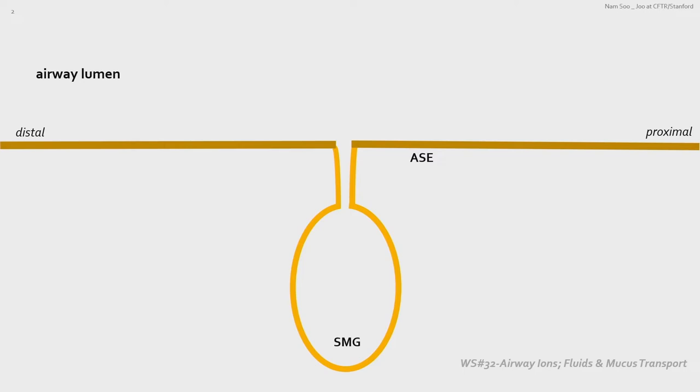So we have five stellar presentations waiting for you, and this is an overly simplified airway surface epithelia, as well as airway, some mucosal gland, and distal and proximal airway and lumen.